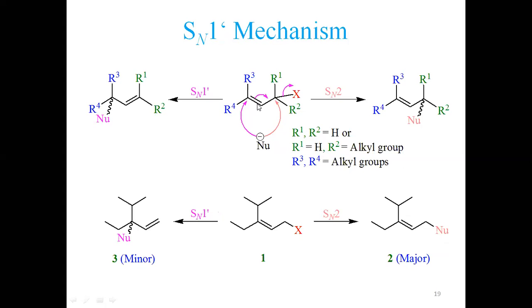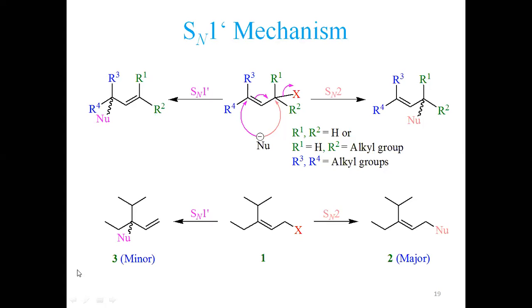But if the X group is leaving first, as I have presented with the purple mechanism, and these pi electrons are also transferred at the same time, and the nucleophile approaches this carbon rather than this carbon, then not only substitution but rearrangement is also taking place. Because a tertiary cation is forming over a primary or secondary carbocation, it is more stable. So SN1 prime shall dominate in this case rather than this one.